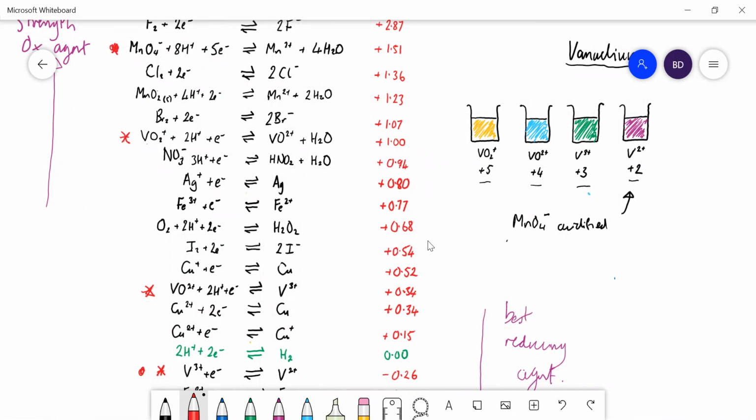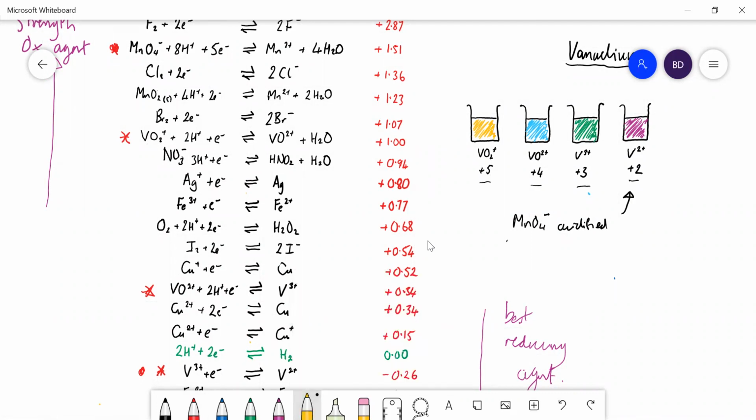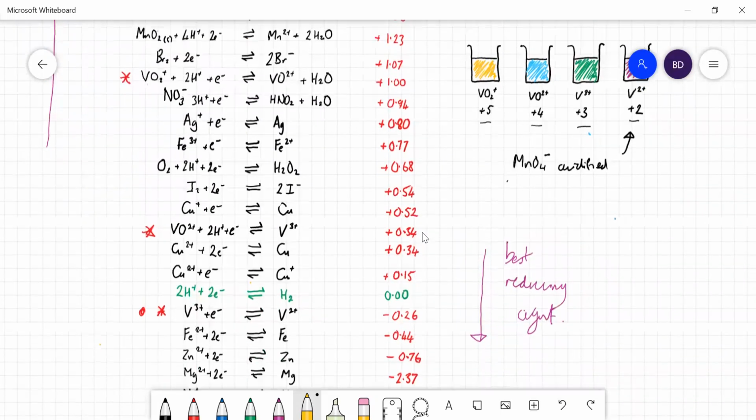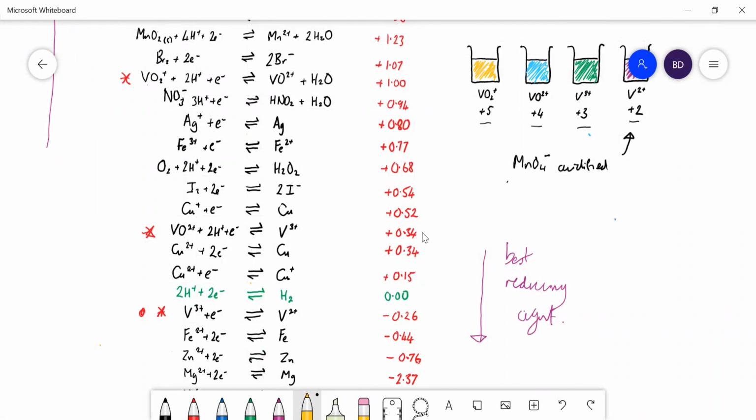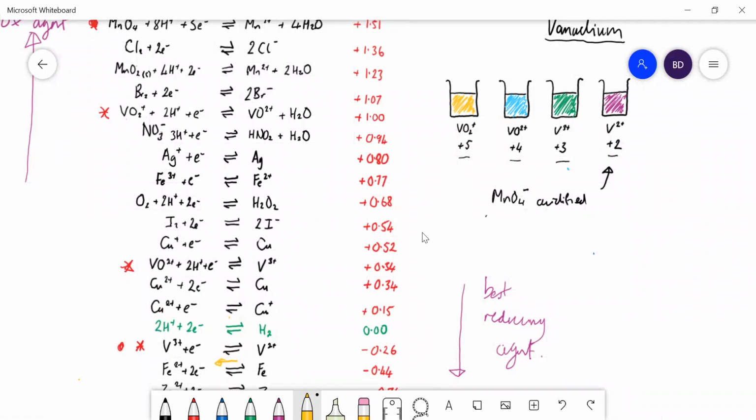Which is the most positive one there? It's quite clearly the manganate. It's very, very positive, isn't it? So that's going to be best at sucking in electrons, so that one is going to go forwards. This is the most negative, the V2+, so that one will go backwards. So if you add manganate to this purple solution of V2+, you will oxidize it to the green solution, to this +3. Will that be the end of the story though?